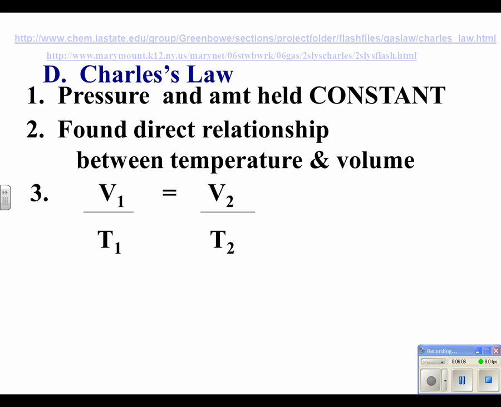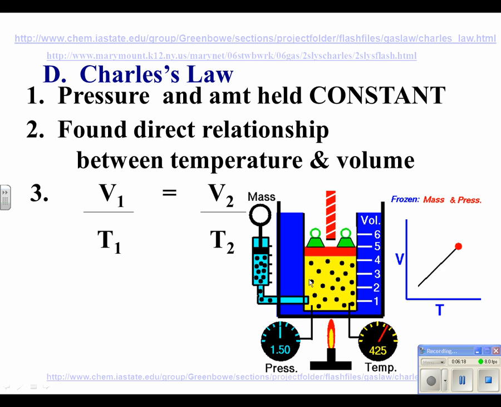Now, the tricky thing about this: we have a direct relationship here. This is how it would set up: V1 over T1 equals V2 over T2. Again, this is a graphic representing that as we heat it up, the volume expands. The important thing is temperature must be in Kelvin. If it's not in Kelvin, then we're going to end up dividing by 0 degrees or have a negative number on the bottom, and that's just not going to be good.